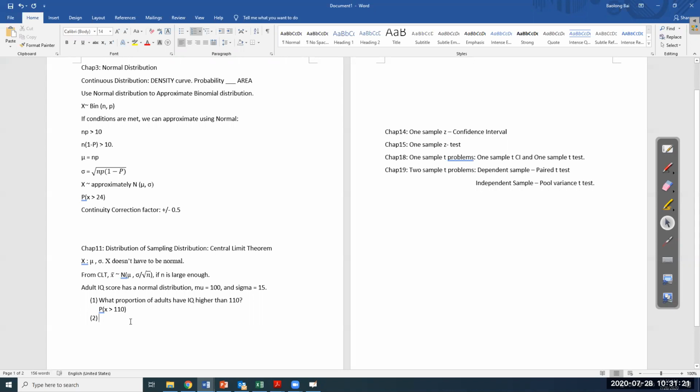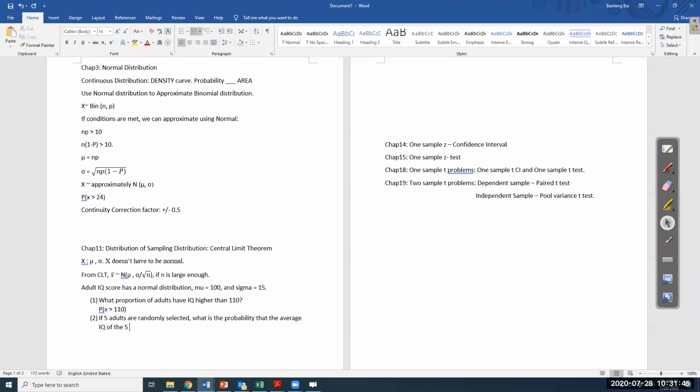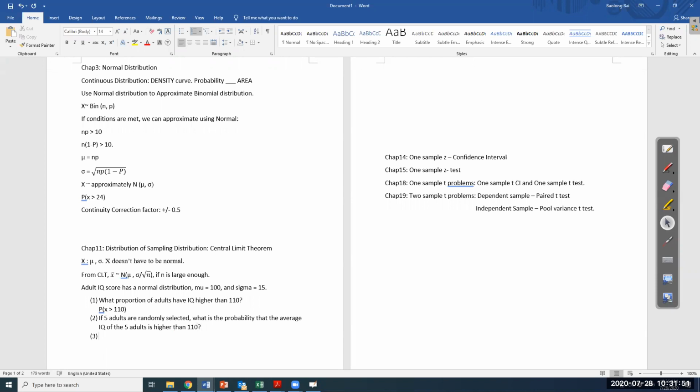And I can ask you also, if 5 adults are randomly selected, what is the probability that the average IQ of the 5 adults is higher than 110? So then this is asking for an event of X bar is greater than 110, right? So you have a sample of 5 adults. The average of the sample is your sample mean X bar.